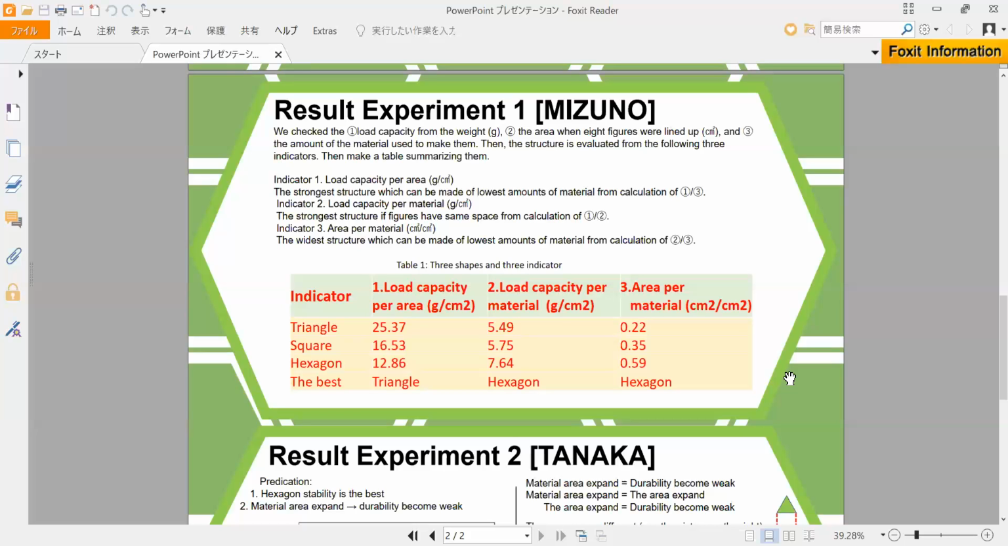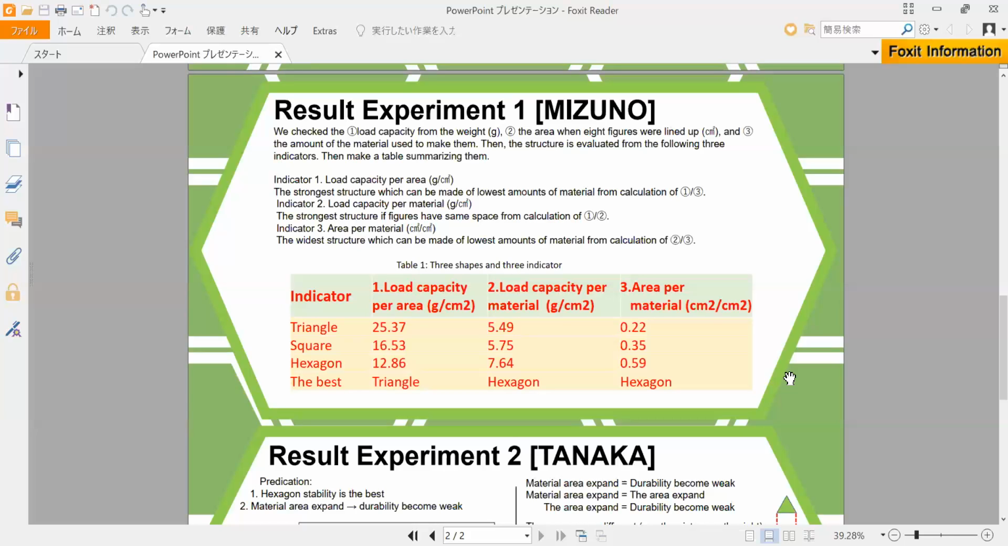Indicator 1 is load capacity per area. If a structure has the highest number in this indicator, we thought it is the strongest structure which can be made of the lowest amount of material.